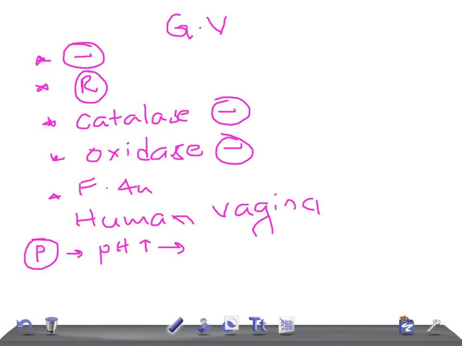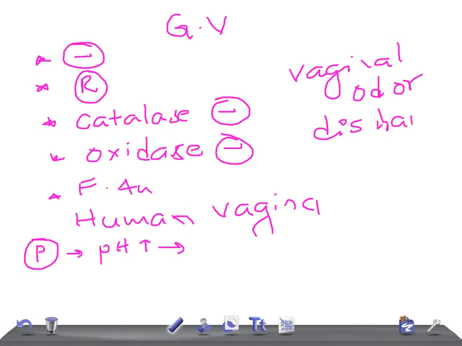So what are the symptoms of this? The patient will have vaginal odor, she complains of vaginal odor, or increased discharge, that is a thin gray fluid. Remember about the discharge.